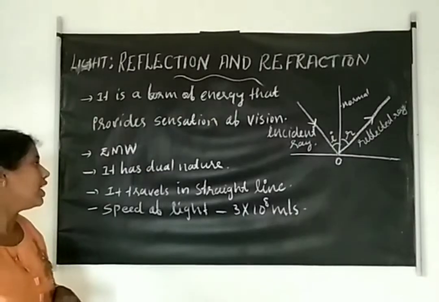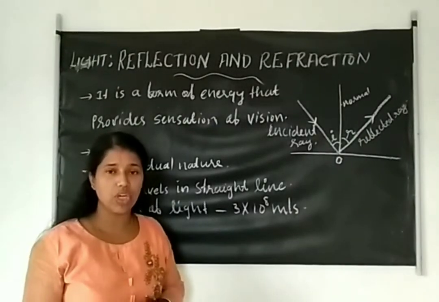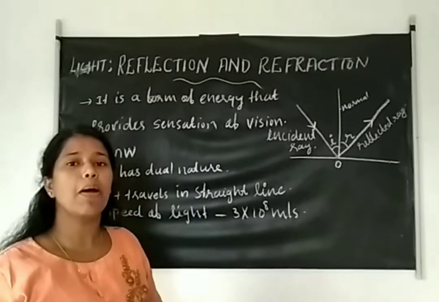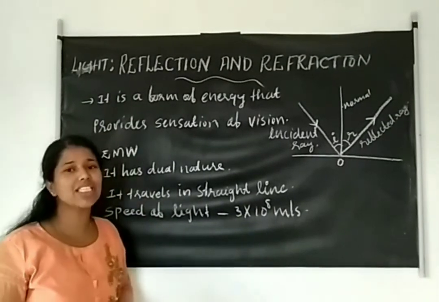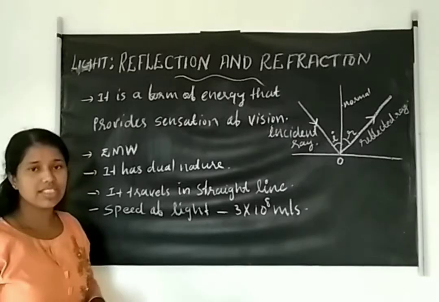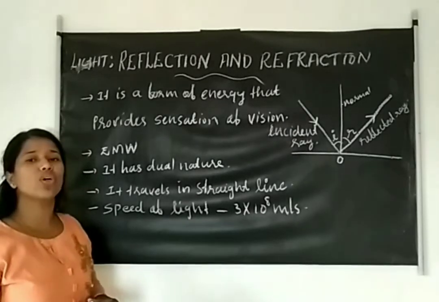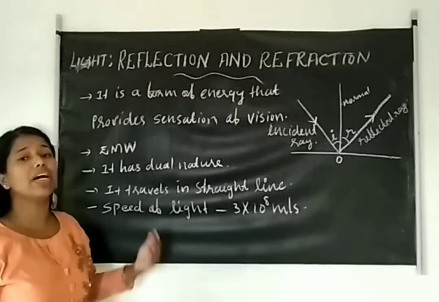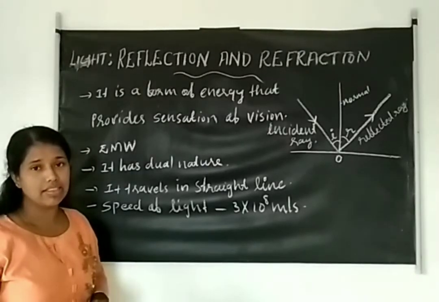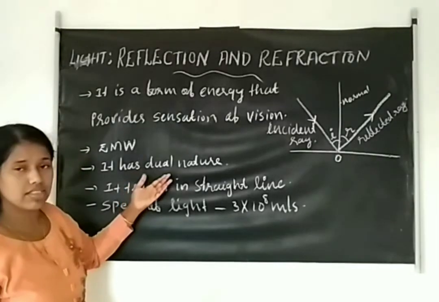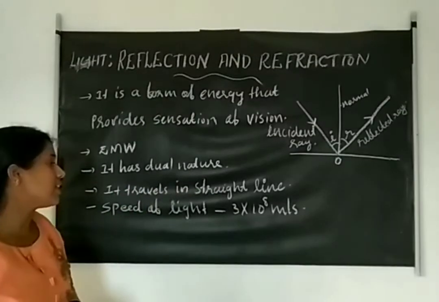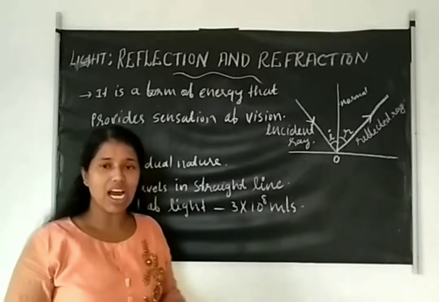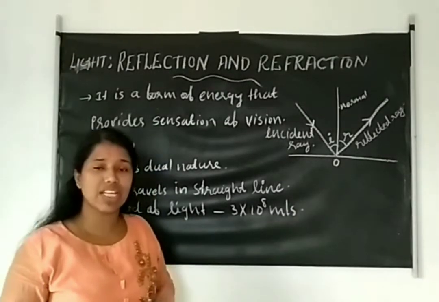Second one, it has dual nature. Dual nature means two natures. First is particle nature, second is wave nature. It acts as a particle and it also acts as a wave. Third, it travels in a straight line. It only travels in a straight line.